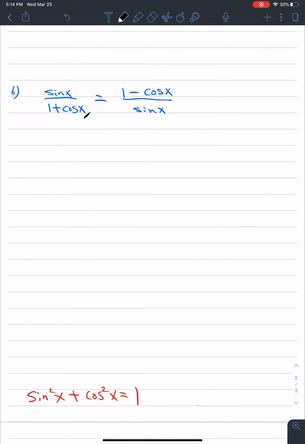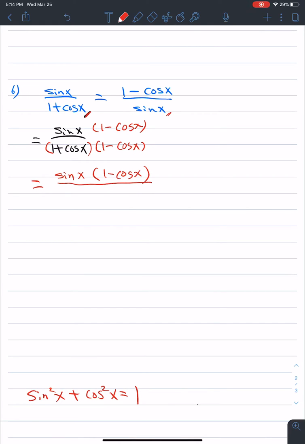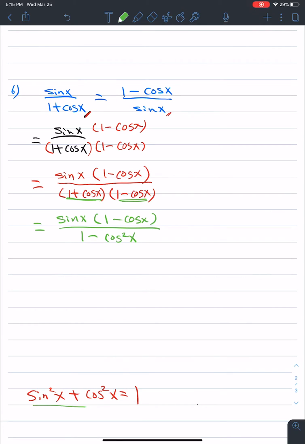Example 6. I am working on that side. That's 2 terms, so I get 2 terms over 1 term. I am using the difference of two squares, so I multiply by 1 minus cosine, 1 minus cosine. So I got that. And then I am using the difference of two squares, the first formula from 650. So I got 1 right here.